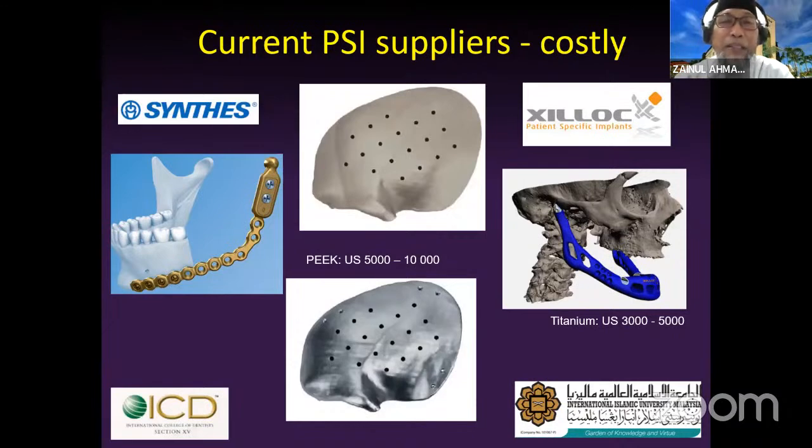Furthermore, the current supply of implants is very, very expensive. Synthes has all these medical implants, cranial implants, which cost around 5,000 to 10,000 US dollars. Zillock from Holland, where I did some attachment, is also quite expensive. Some patients can't afford it if they have a post-cranioplasty depressed skull that doesn't look nice, so they can't have surgery because the implant is quite expensive.